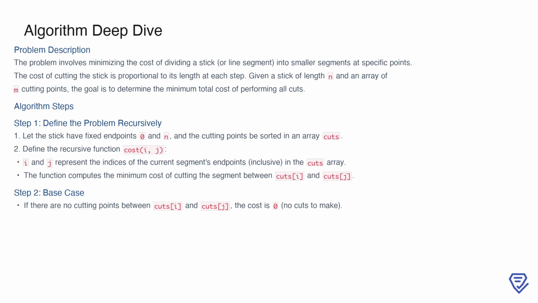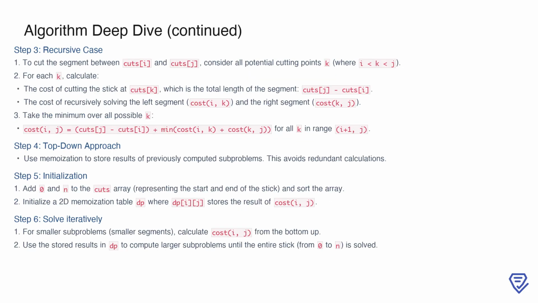For the base case, if there are no cutting points between cuts[i] and cuts[j], the cost is simply 0 because no cuts are needed. This recursive structure forms the foundation of our approach. To handle the recursive case, we consider all possible cutting points k between cuts[i] and cuts[j]. For each potential cut at cuts[k], the cost is the length of the current segment, which is cuts[j] minus cuts[i]. Additionally, we calculate the cost of solving the two resulting subproblems, the left segment from cuts[i] to cuts[k], and the right segment from cuts[k] to cuts[j].